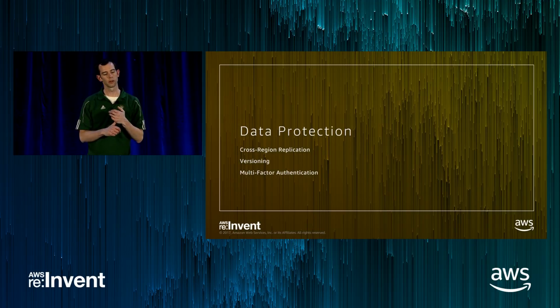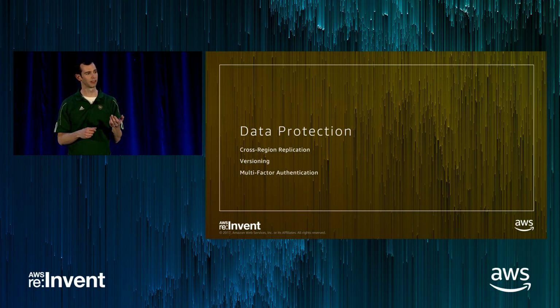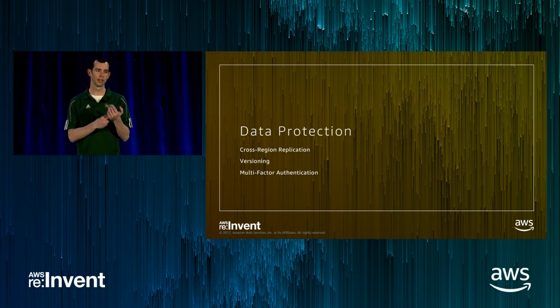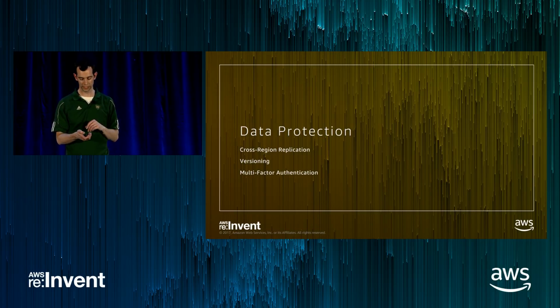The next section we'll talk about data protection. These are additional controls you can put in place to ensure your data is retained and no unintended deletes are occurring. Cross-region replication is the first one we'll touch upon. We'll talk about versioning, and then we'll talk about multi-factor authentication.